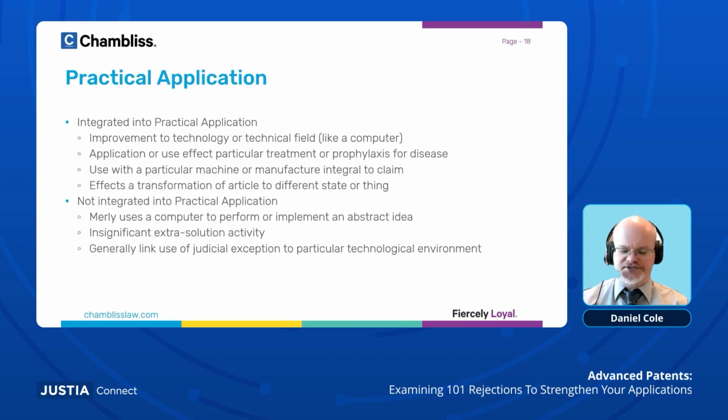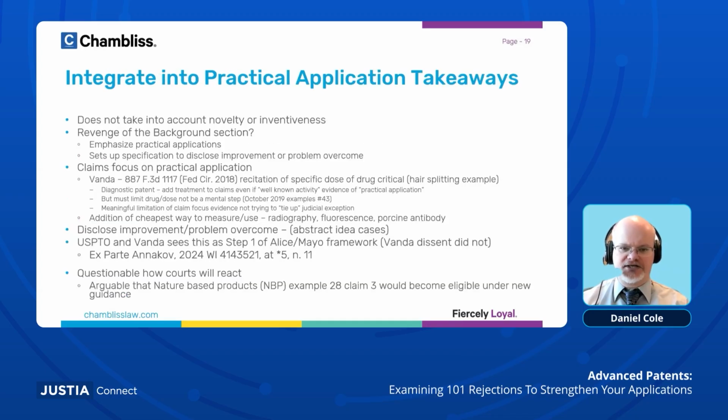Not, according to the Patent Office, integrated into a practical application, not going to be patentable. What you add is insignificant extra solution activity, or you're just generally linking the use of a judicial exception to a particular technological environment. So, what I said before, this does not take into account novelty or inventiveness. So, how do you make sure your thing is looking at is a practical application?